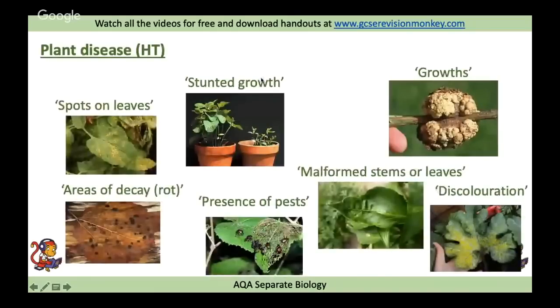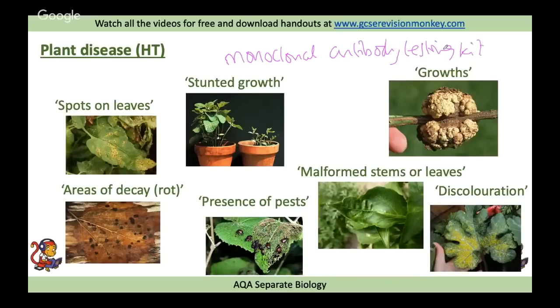So if you wanted to treat this, it links to monoclonal antibodies, or if you wanted to test what it was, you could get a monoclonal antibody testing kit, and you could test for a particular plant disease using a monoclonal antibody. But of course, our favourite would be to look at these lovely plants and look up the symptoms in our handy gardener's manual.